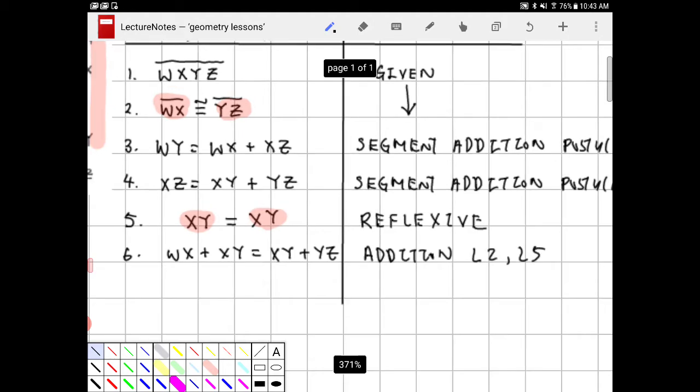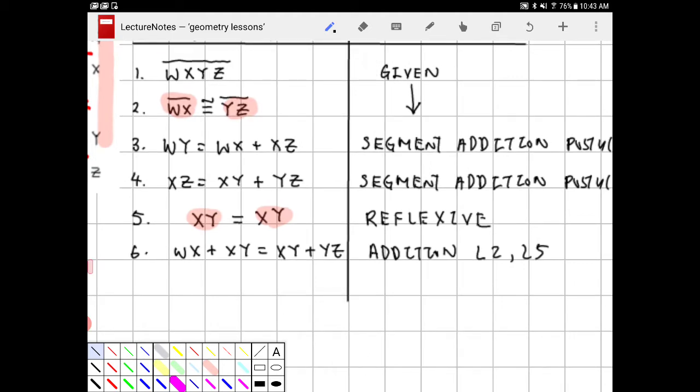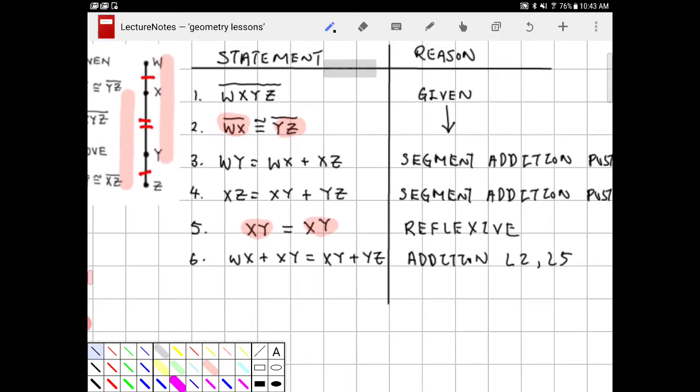So now that I have this in place, I have all this information now. This is true because we've added lines 2 and line 5. Line 6 is true because we added line 2 and line 5 together. All right, now check this out. I want to highlight this in green.